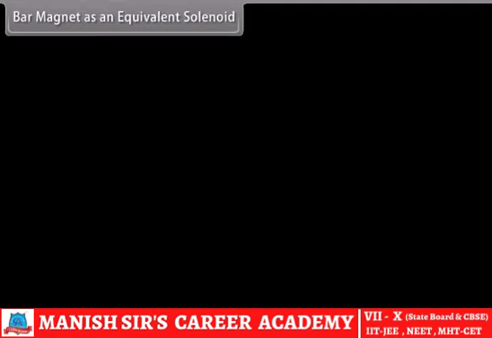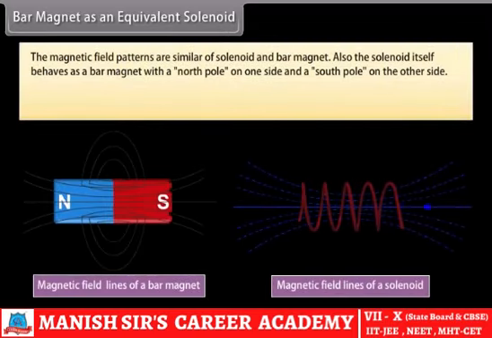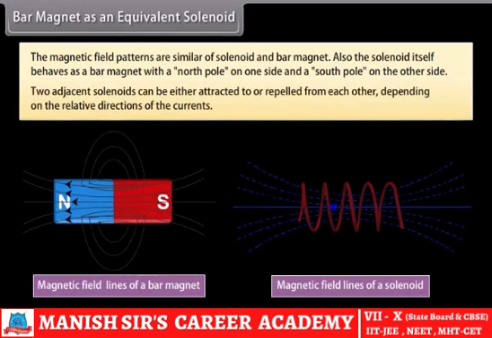Bar magnet as an equivalent solenoid. The magnetic field patterns are similar for a solenoid and a bar magnet. Also, the solenoid itself behaves as a bar magnet with the north pole on one side and the south pole on the other side. Two adjacent solenoids can be either attracted to or repelled from each other, depending on the relative directions of the currents.